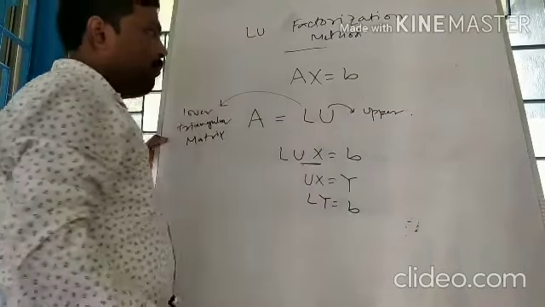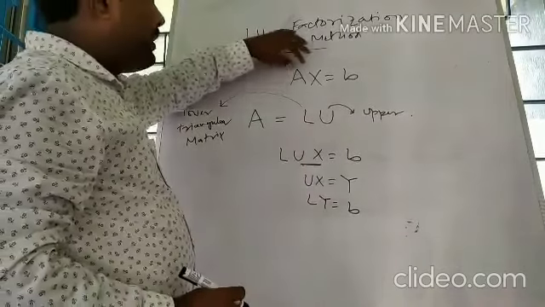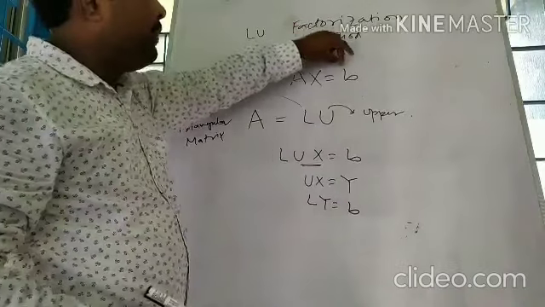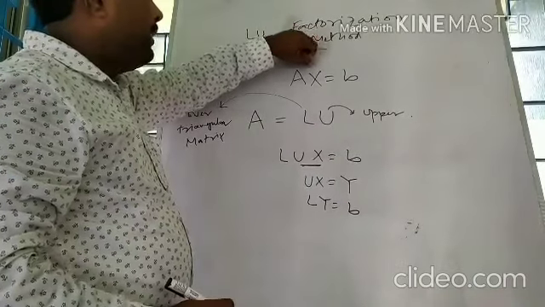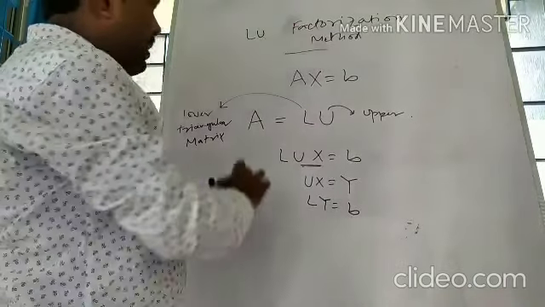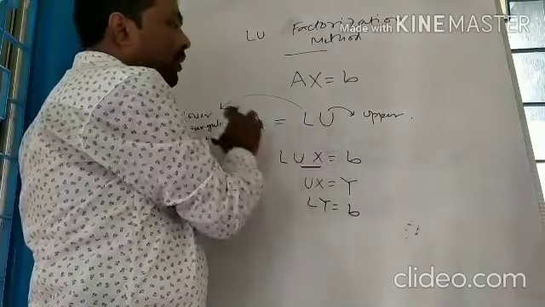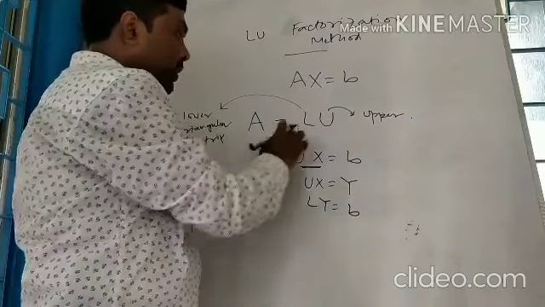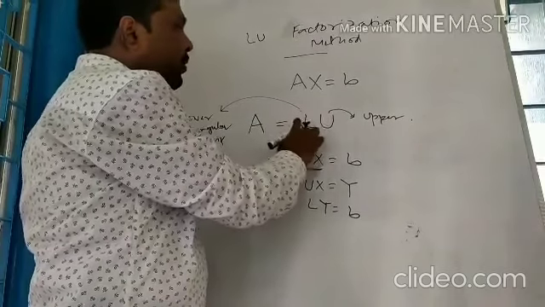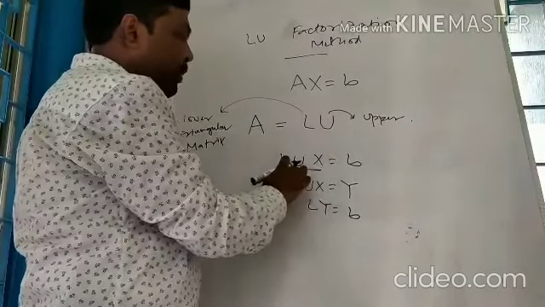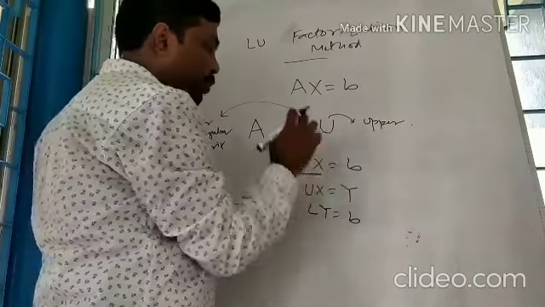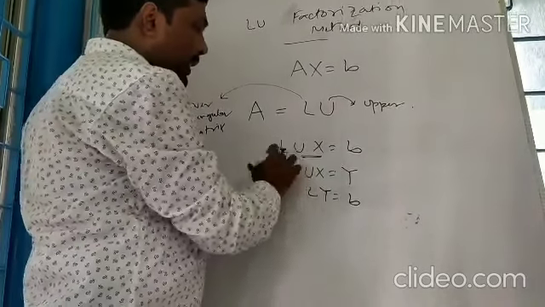We have a system of equations Ax equals B. A is known, B is known. We have to find the variable x. First decompose the matrix A into a product of two matrices L and U. L is a lower triangular matrix, U is an upper triangular matrix. So A is known, so L is known, U is also known. So LUx equals B. Suppose Ux equals Y, then LY equals B.